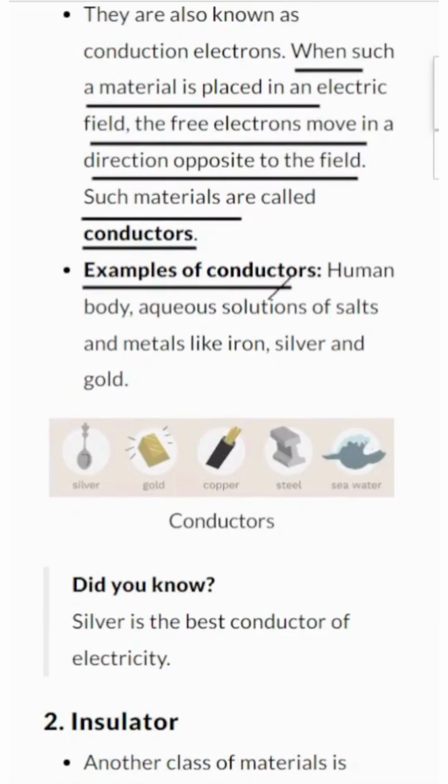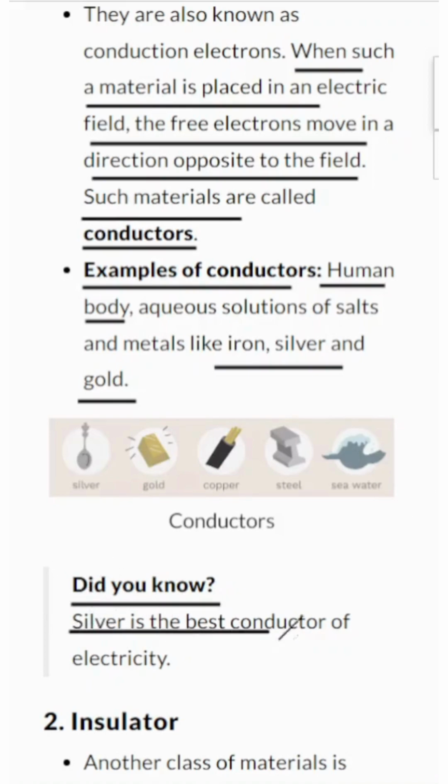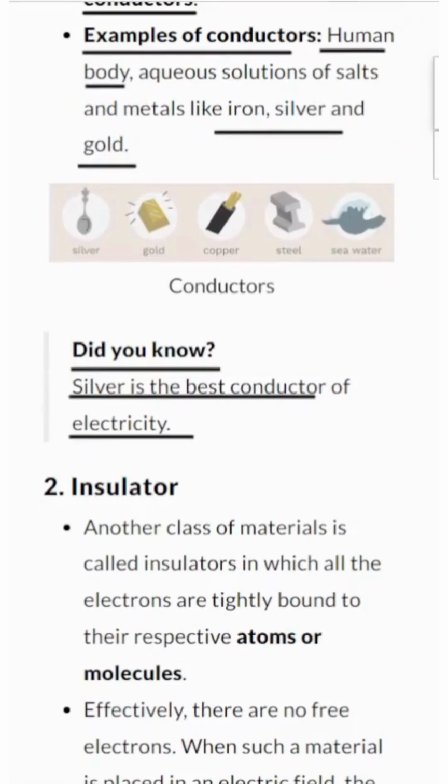Now, what materials can conduct electricity? Well, the list includes some surprises. You'd expect metals like iron, silver, and gold to be on the list, but did you know that even the human body can conduct electricity? It's true. So, the next time you touch something and get a slight shock, you're experiencing the magic of conduction. But here's a spark of intrigue. Among all the elements, silver takes the crown as the best conductor of electricity.